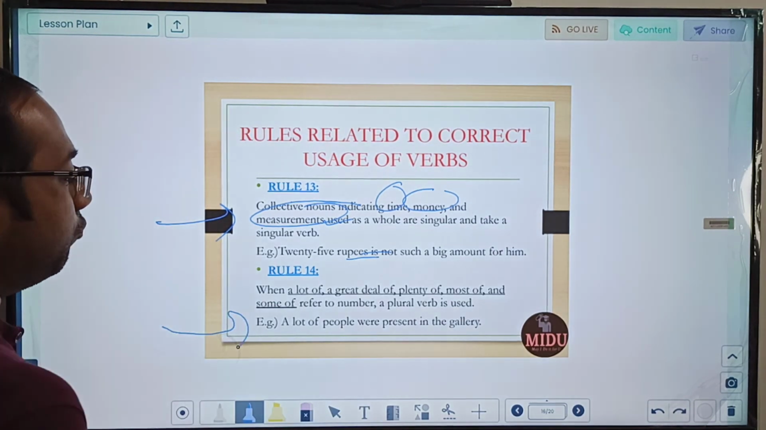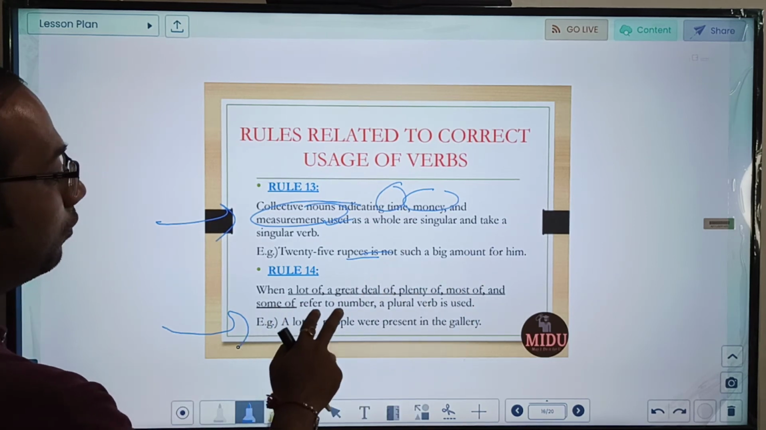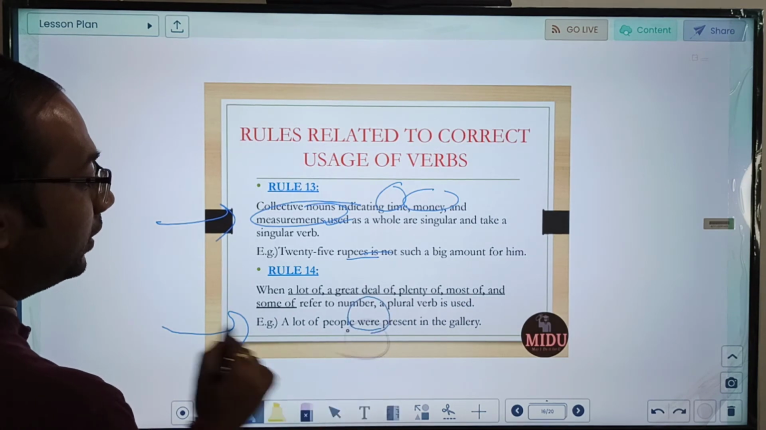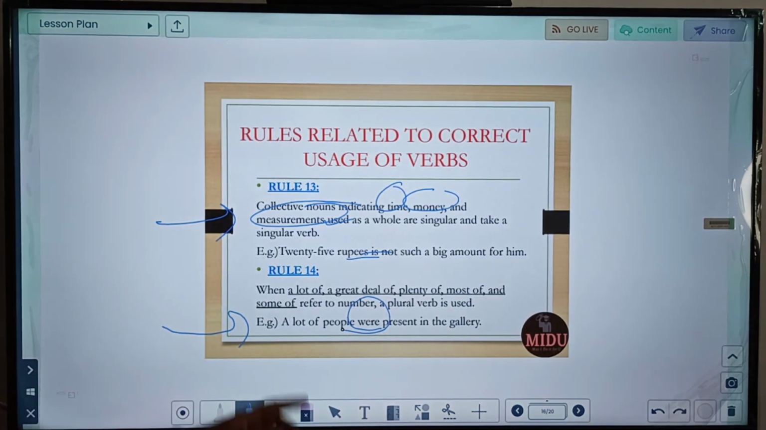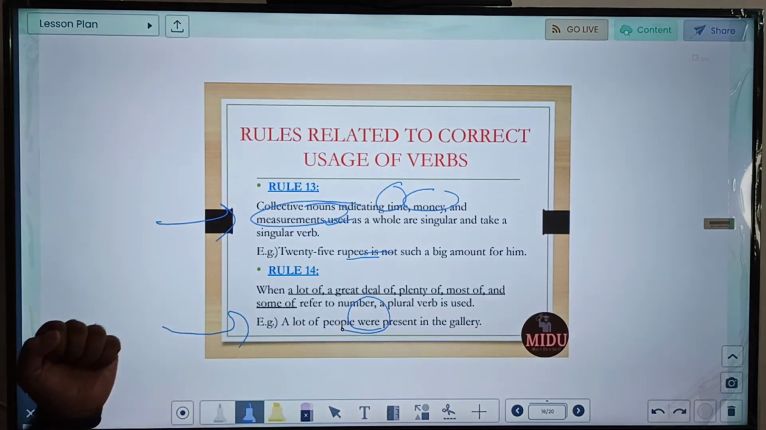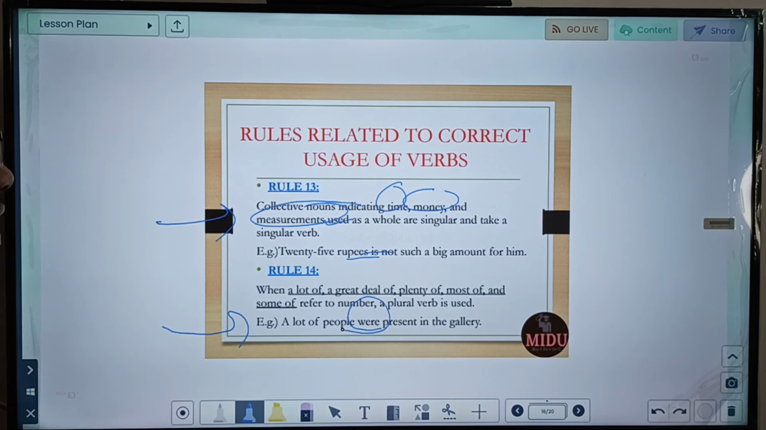Next rule: when a lot of, a great deal of, plenty of, most of and some of refer to number, a plural verb is used. A lot of people were present in the gallery. So whenever a lot of, a great deal of, plenty of are used and represent number, they will be followed by the plural verb. Okay, this was our rule number 14. Let us see our next rule.